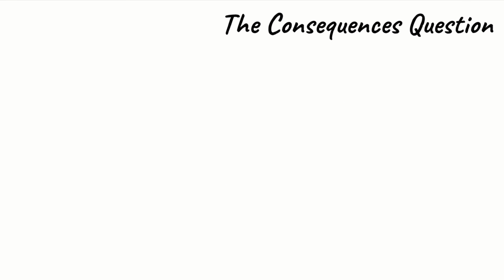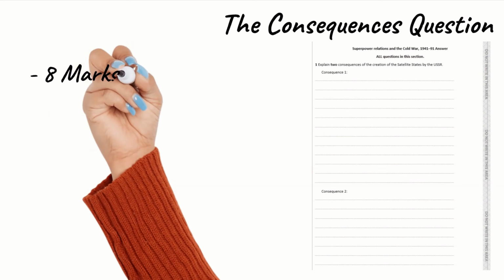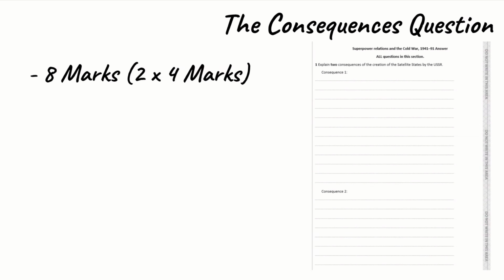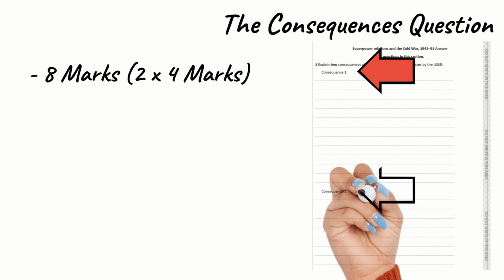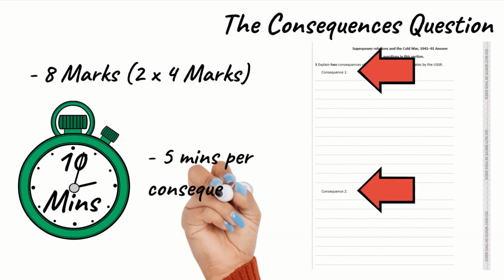Hi there guys, today we're going to be looking at the consequences question on paper 2. This question carries 8 marks, but it's really 2 4-mark questions because the 2 consequences are marked separately. You'll notice the answer space gives you room to give 2 completely separate answers. You need to allow no more than 10 minutes for this question, so aim for around 5 minutes per paragraph.